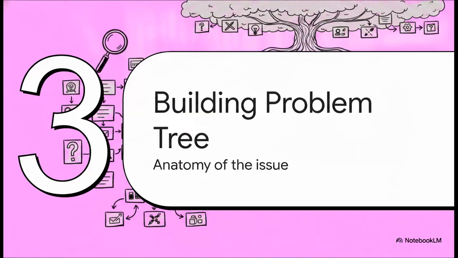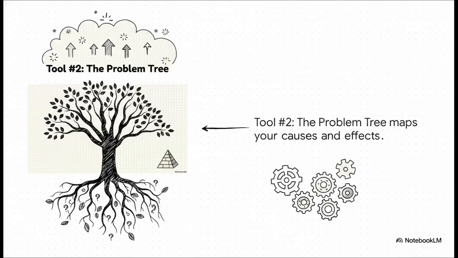Okay, step 3, building the problem tree. This is the anatomy of your issue. With your problem clearly defined, you are ready for tool number 2, which is the problem tree itself. Think of it like this. The trunk, right in the middle, represents that main problem you just defined with your pyramid. The roots, reaching underground, represent the causes, like why does this happen? And the leaves, reaching up top, represent the effects, what happens as a result.